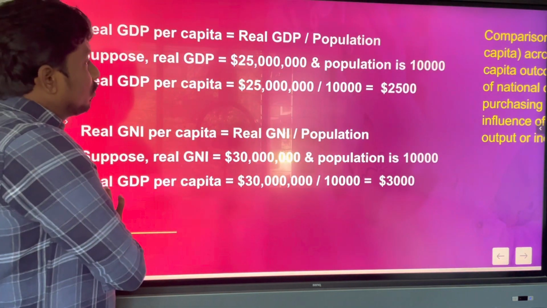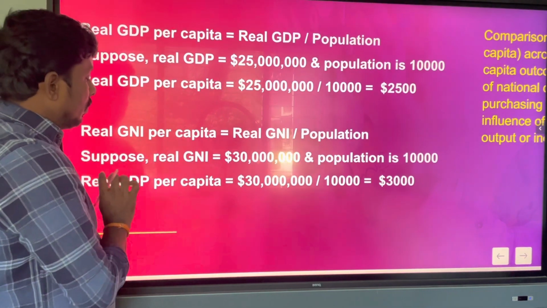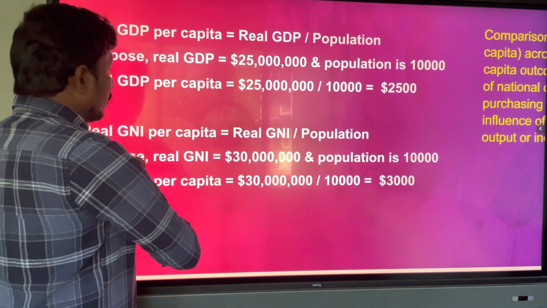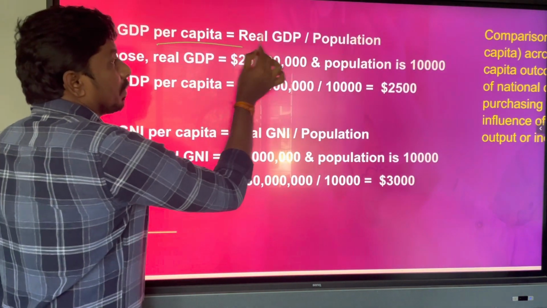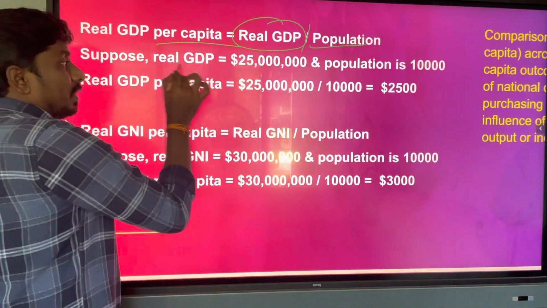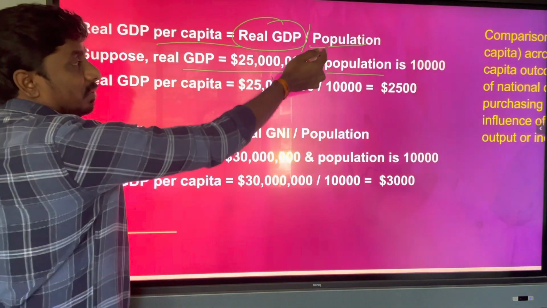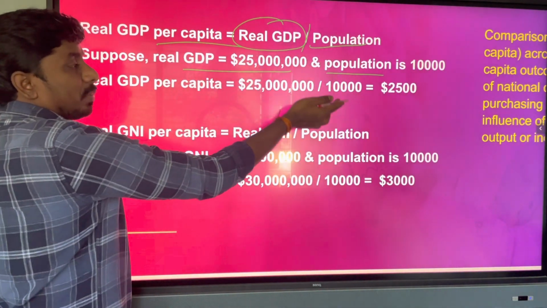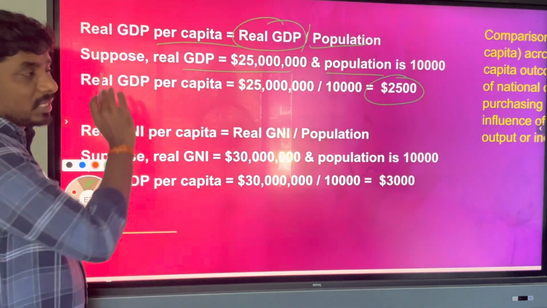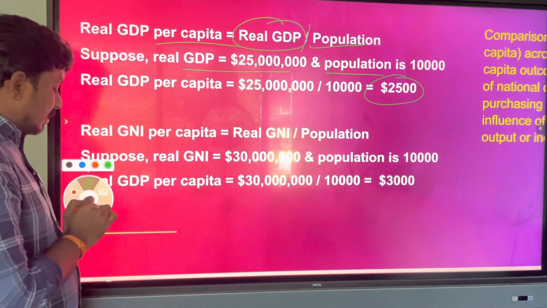Use this formula: real GDP per capita equals real GDP upon population. So you will have the GDP data and the population data. You just divide this real GDP by population, and you will get GDP per capita. This is again simple, basic mathematics calculation.